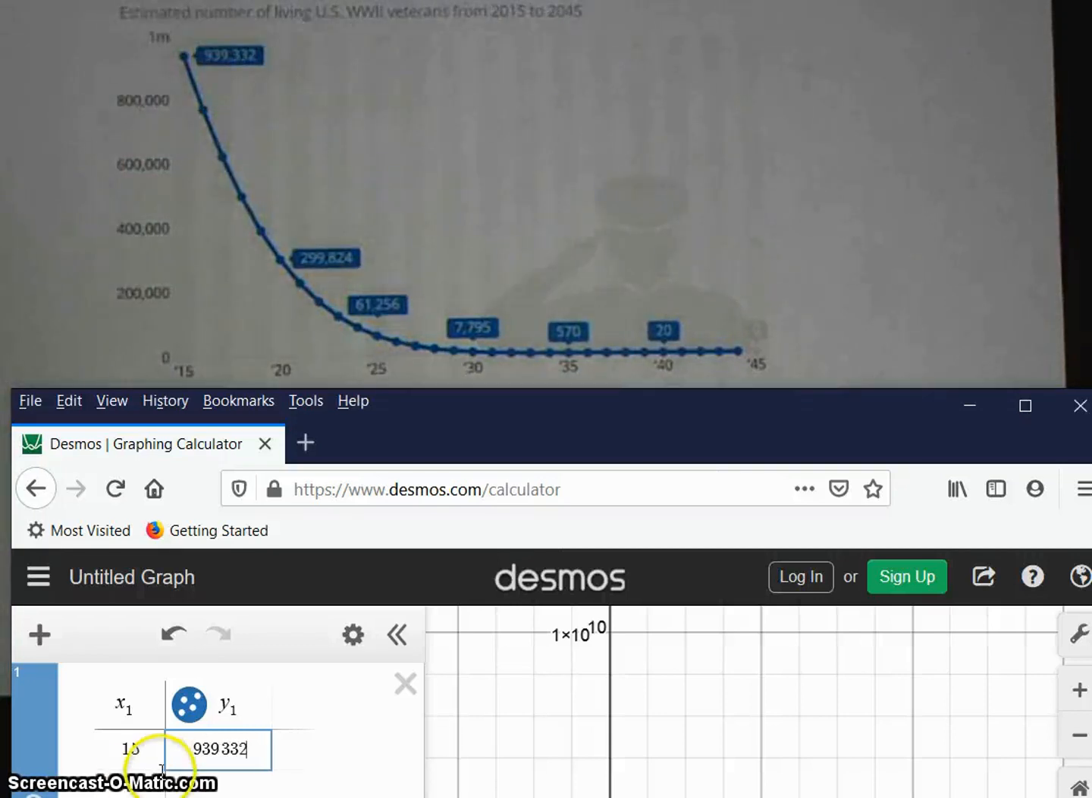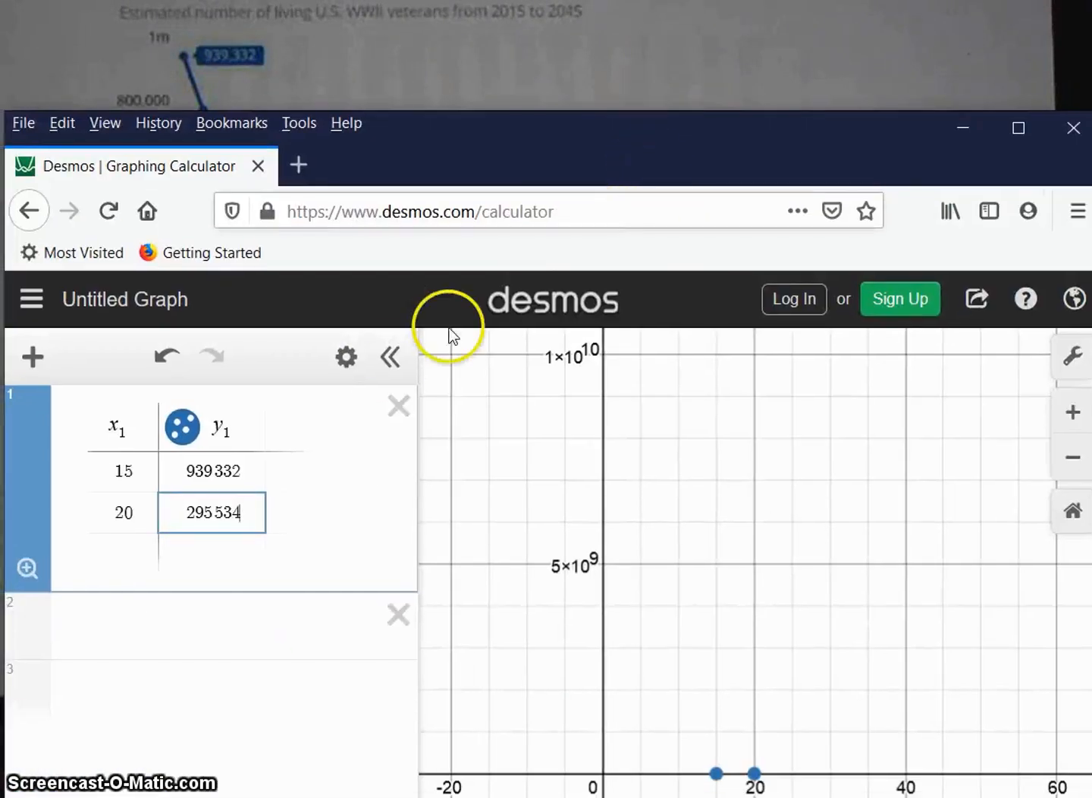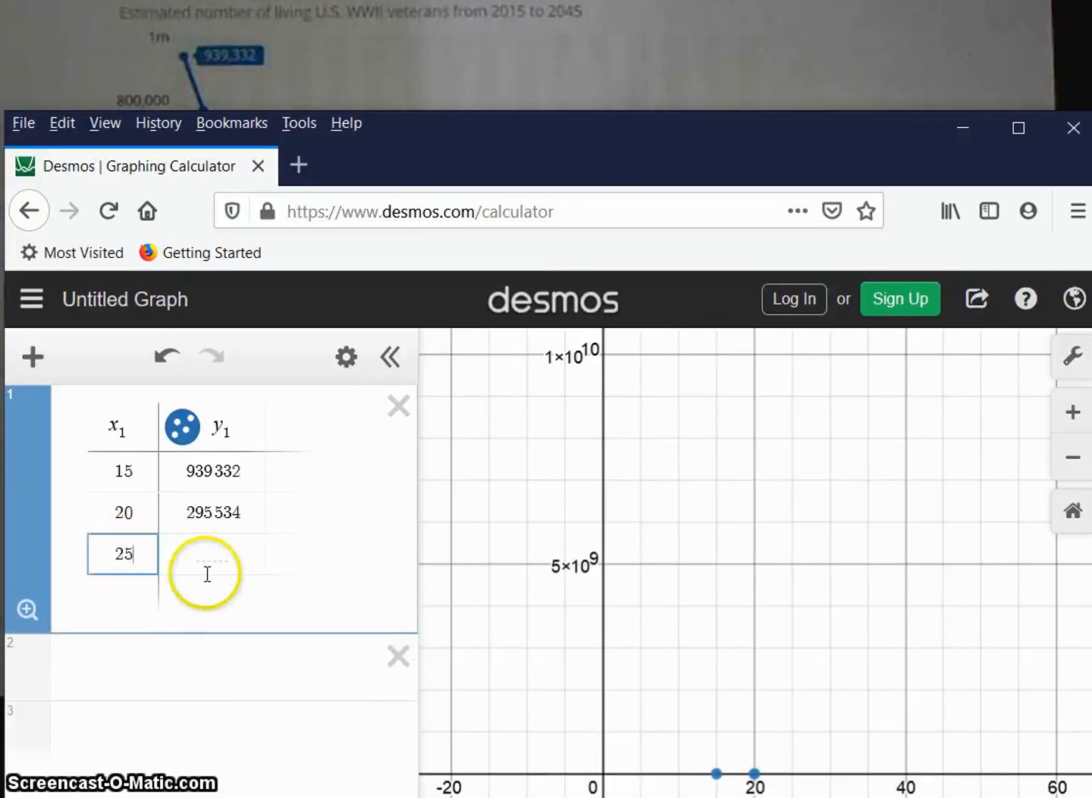939,332. And then year 20, we have 295,534, it looks like. This is like an eye doctor test for me, kind of. All right, I'm going to have to scroll up and just type these numbers in here. We have 25, and that one is 61,256.